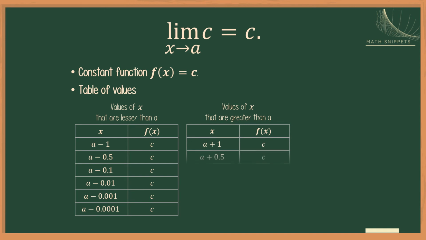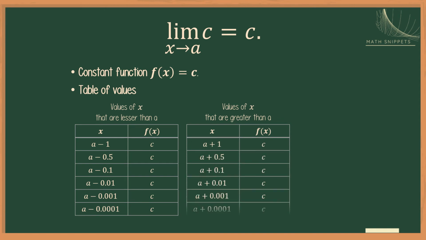The same thing happens if we take values from the right of a. The function values never change. Therefore, it is constant. That's why it's called a constant function. So we say that the limit of c as x approaches a from the left is equal to c, and the limit of c as x approaches a from the right is equal to c. Since both limits are equal, then the limit of the constant function as x approaches a is equal to c.